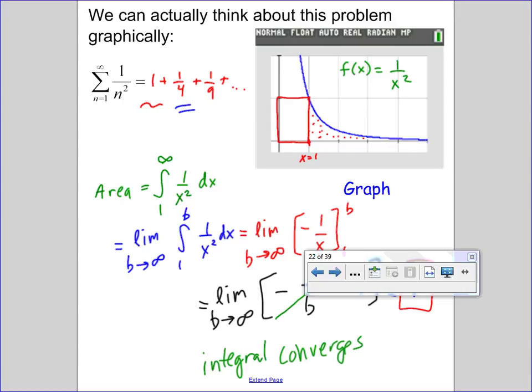its height would be, well, what's that function value right there? When x equals 2, what's the value of this function? 1/4. 1/4 times base 1 equals an area that's equal to the magnitude of that second term, 1/4. Next, when x equals 3, the value of this function is 1/9 multiplied by 1, the width of that rectangle, gives us an area that's equal to this third term's magnitude, 1/9. You guys see that? Okay.